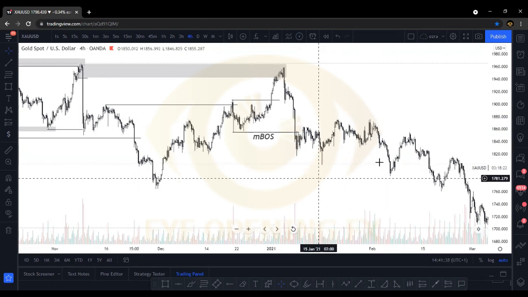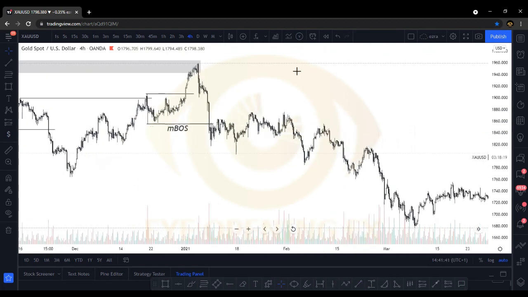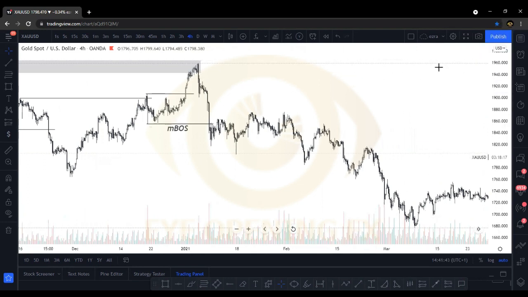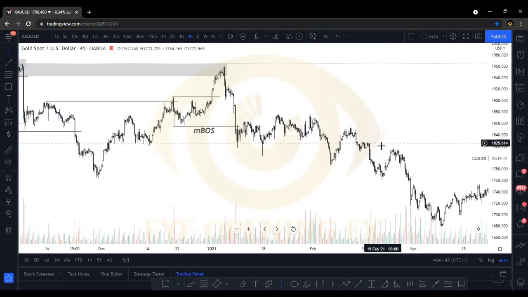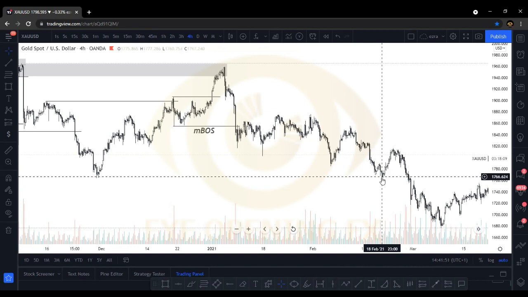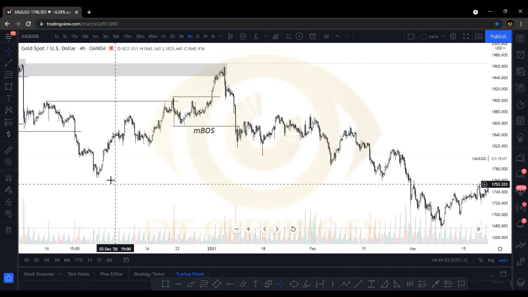Then it creates a lower low, a lower high, a lower low, a lower high. Use the internal structure continuation to continue selling again here, boom, to the downside till what? It takes out this low.